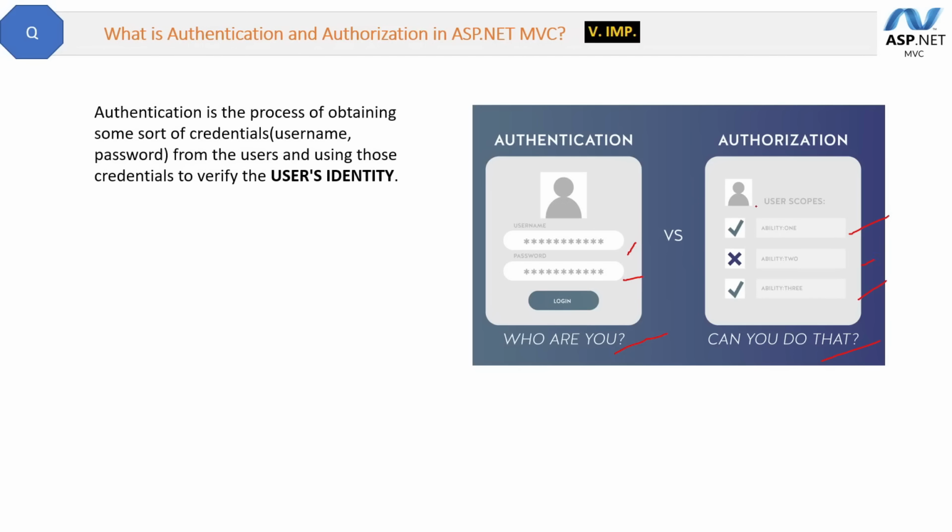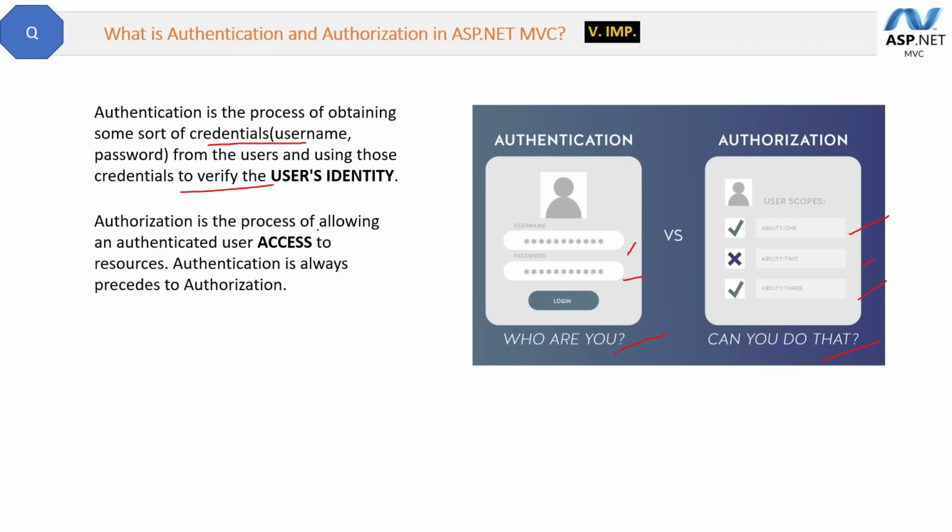Again, let's see the definition. Authentication is the process of obtaining some sort of credentials from the user and using those credentials to verify the user's identity. On the other hand, authorization is the process of allowing an authenticated user access to resources. Now, authentication always precedes authorization. I hope you understand that before authorization, the application or website has to authenticate you. So authentication will always precede authorization.